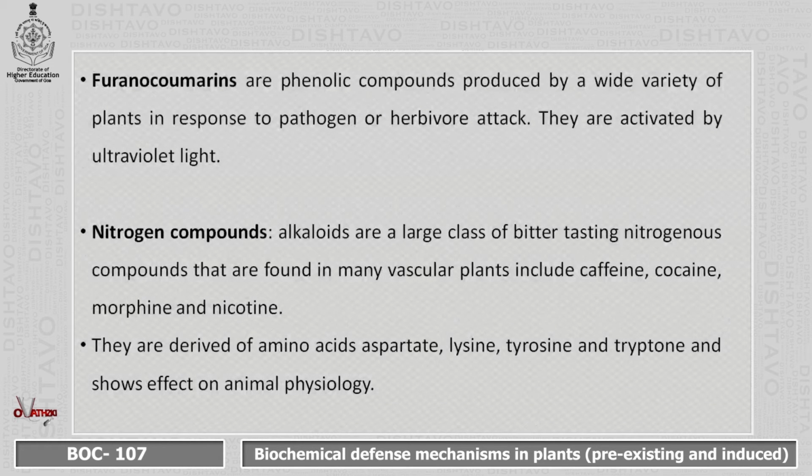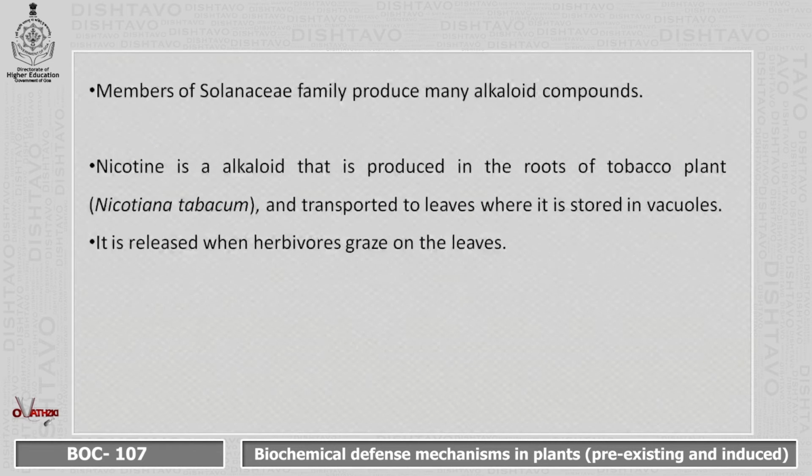Nitrogen compounds: these are alkaloids, a large class of bitter tasting nitrogenous compounds that are found in many vascular plants, including caffeine, cocaine, morphine and nicotine. They are derived from the amino acids aspartate, lysine, tyrosine and tryptophan and show effects on animal physiology. Some members of the Solanaceae family produce many alkaloid compounds. Nicotine is an alkaloid that is produced in the roots of the tobacco plant, Nicotiana tabacum, and transported into leaves where it is stored in vacuoles. It is released when herbivores graze on the leaves.